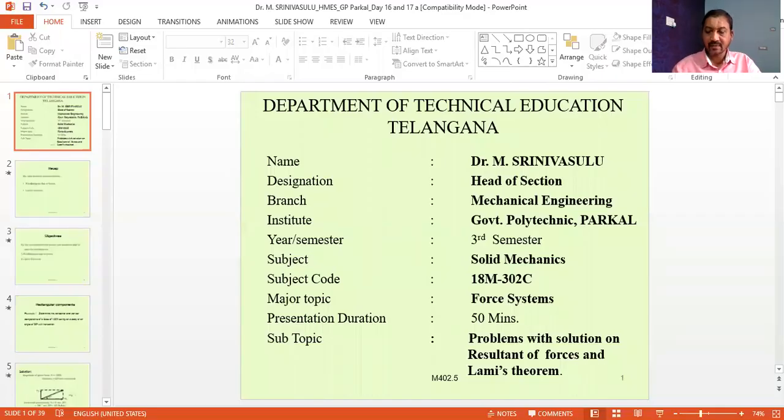So we'll cover the problems on the resultant of forces by resolution of forces, and also problems on Lami's theorem.